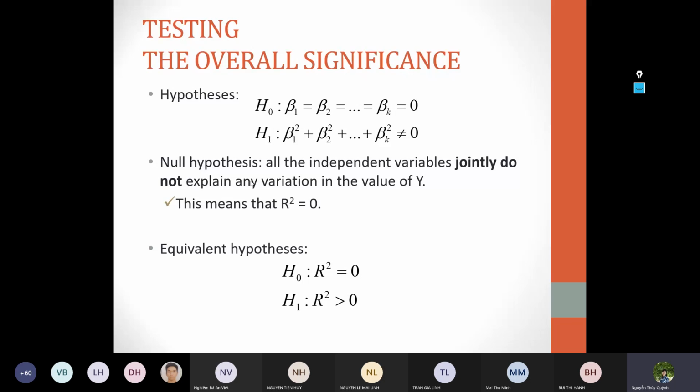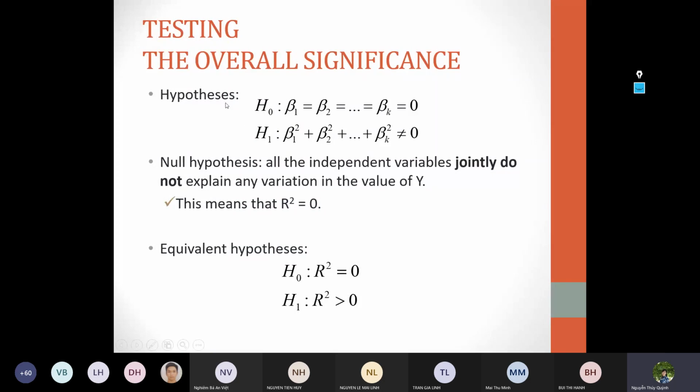Which means that the independent variables in the model actually have a significant effect on the dependent variable in the population that we are interested in. So here we will test the hypothesis for the overall significance of the model, not the significance of one regression coefficient, but the significance of the overall model.